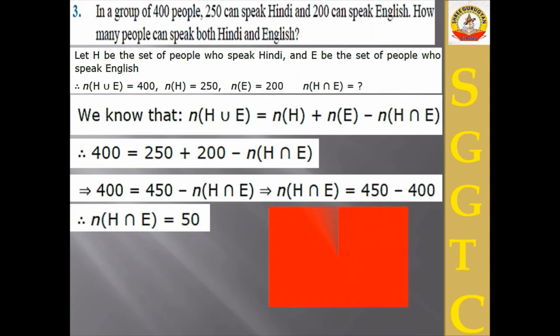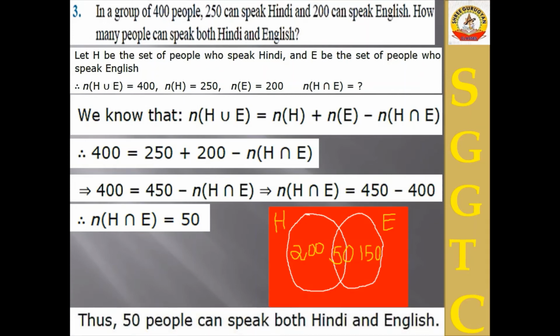So I show the Venn diagram. I put the common region, 50, inside, and the remaining are 200 and 150. Why is 200 written? Already the Hindi speaking people given are 250, so I wrote 200 outside and 50 inside. Similarly, in the English speaking total we have 200, and since I already wrote 50 inside the common region, 150 is outside. That's my total answer. So 50 people can speak both Hindi and English.